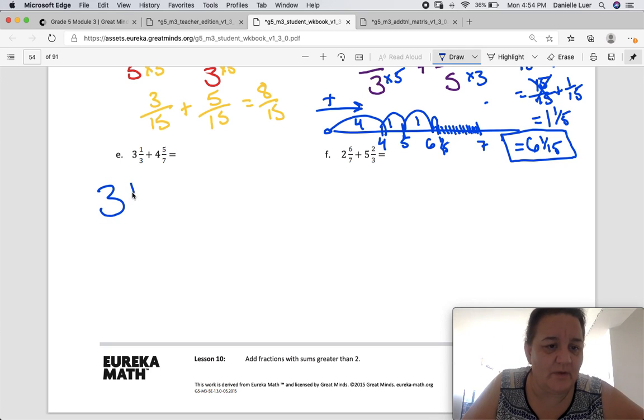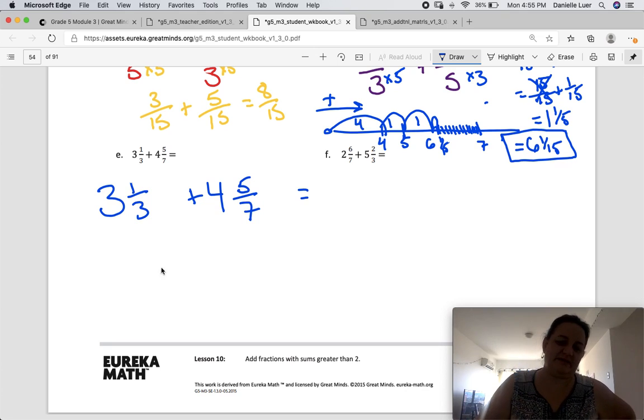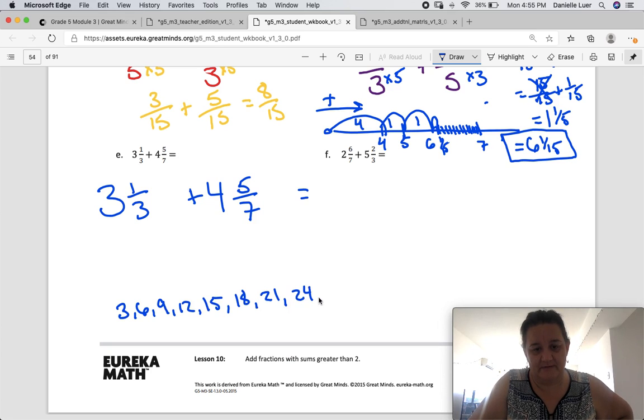3 and 1/3 plus 4 and 5/7 equals, do you see how I left these spaces on purpose? Okay, we need to find a common denominator here. Well, let's try our skip counting. 3, 6, 9, 12, 15, 18, 21, 24, 27. Okay, let's try with 7s.